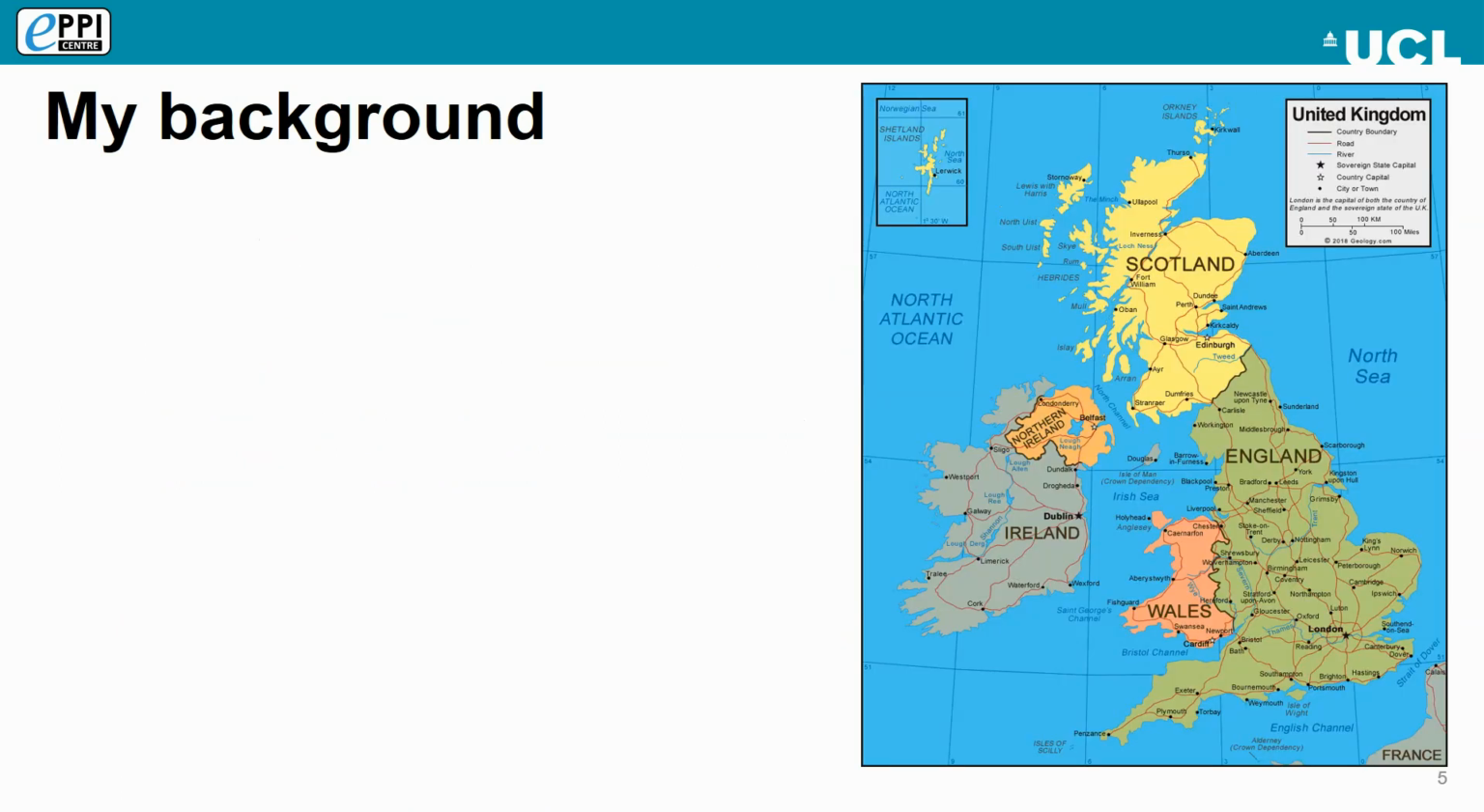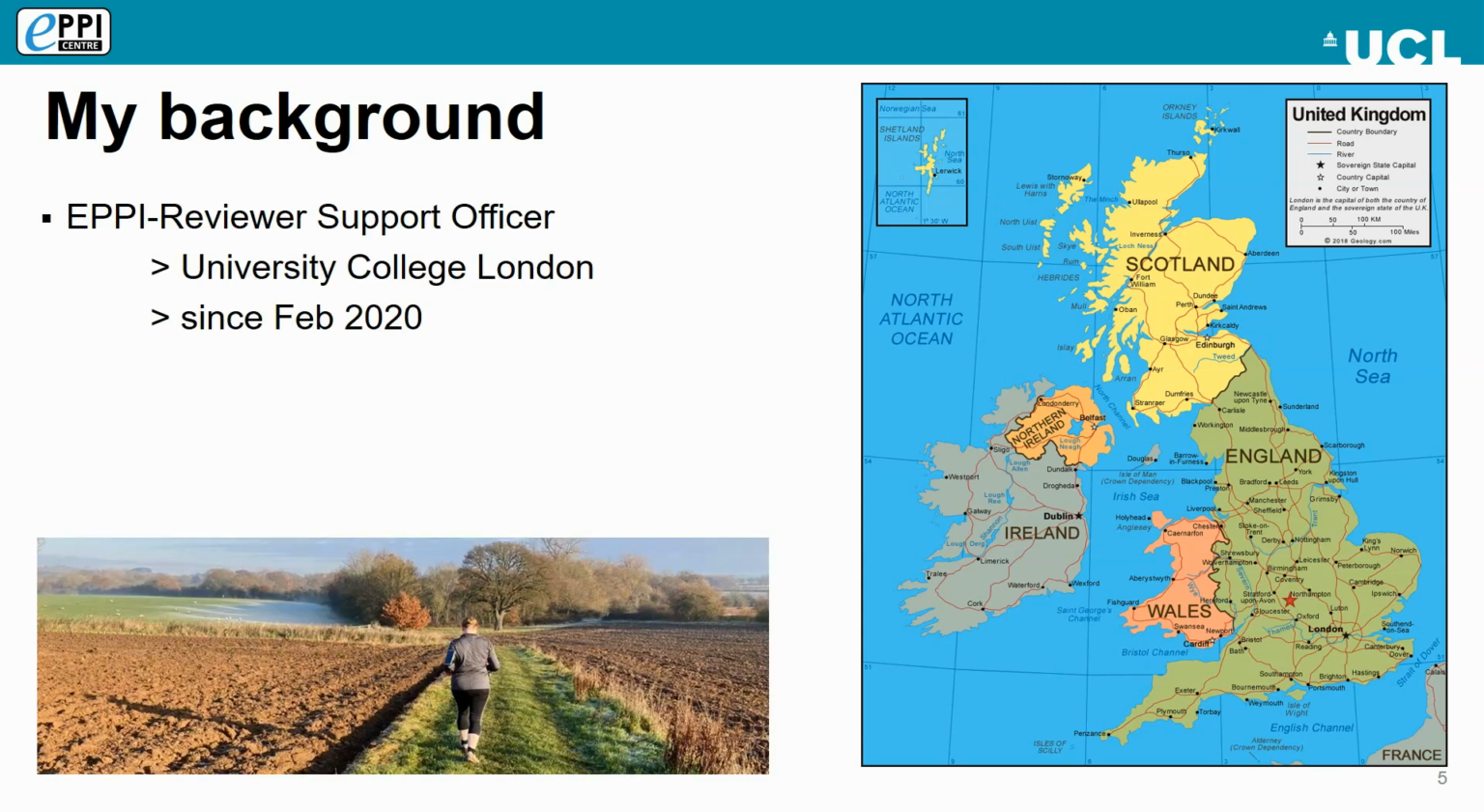Following on from that position, I then made yet another international move to England. And I currently live in Northamptonshire, indicated by the red star on the map of England there. And that's, again, about 2 hours north of London. So I work predominantly as a support officer for the evidence synthesis software Epi Reviewer, which is based at the Epi Centre at University College London. And I moved here in February 2020, just before the very first lockdown.